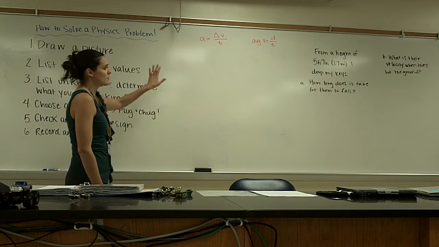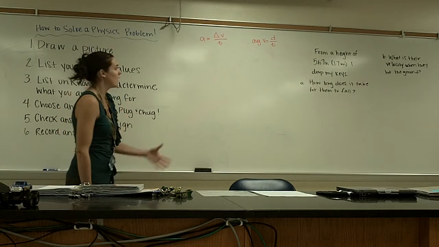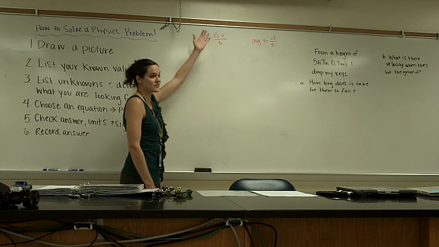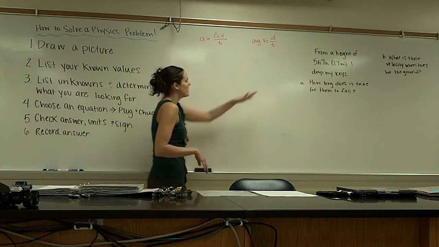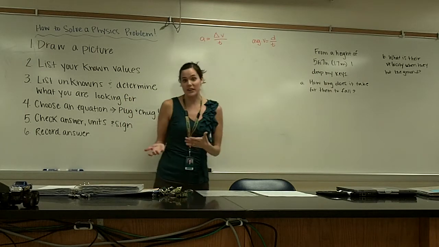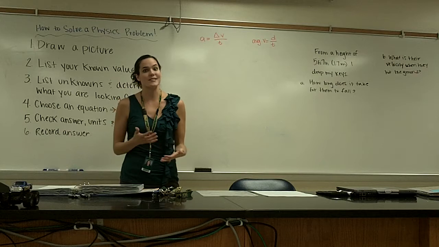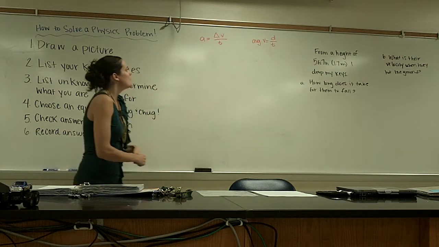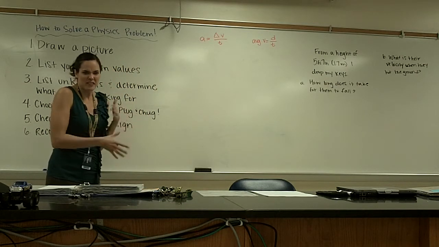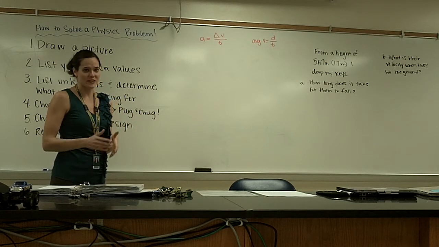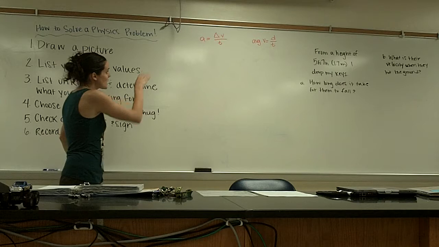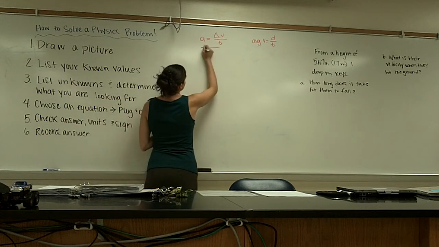So on the board, we have two of the different things we've talked about. We know that acceleration is equal to change in velocity over time. That's our slope formula. And that our average velocity is equal to distance over time. That's our other slope formula. So what we're going to do is manipulate these to come up with two more usable forms of these equations. Let's start with this first one, okay?